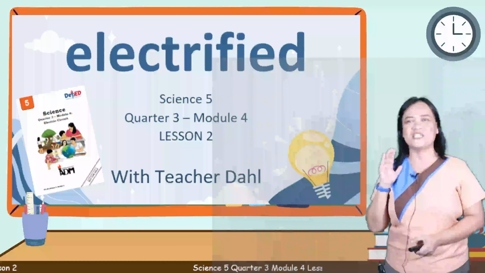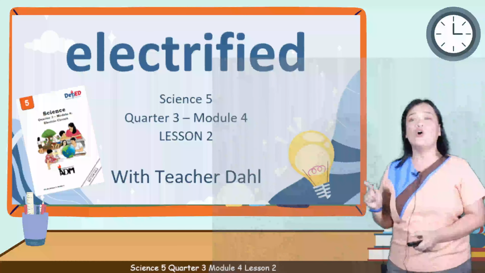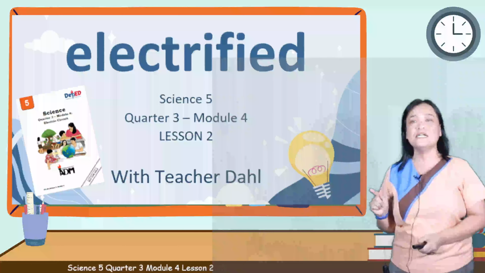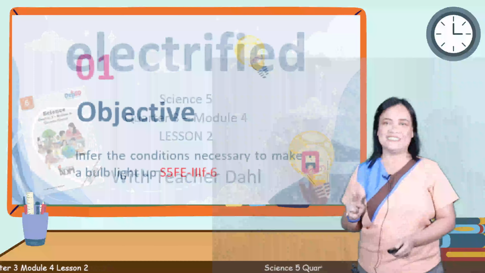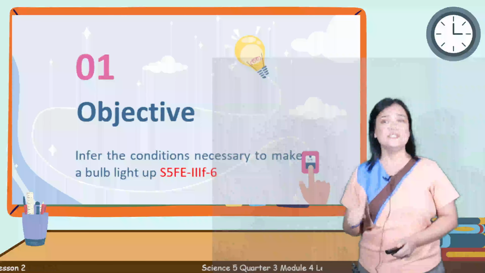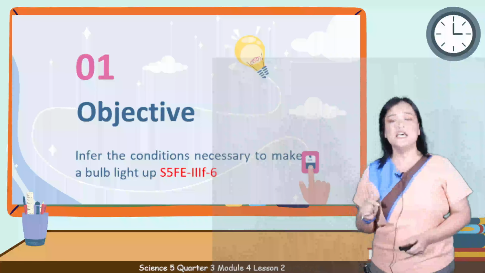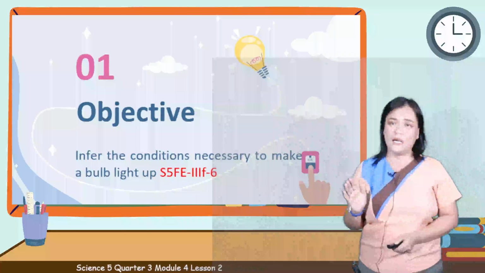So let's start. Get electrified. Science 5, Quarter 3, Module 4. We're now on Lesson 2. Our objective: infer the condition necessary to make the bulb light up.